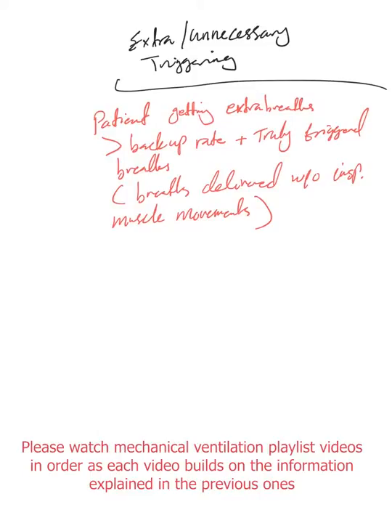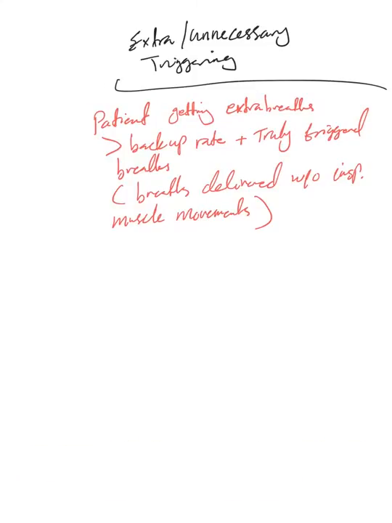Okay, now on the other hand, extra or unnecessary triggering happens when the patient is getting extra breaths, which means more than the backup rate and the truly triggered breaths. So the breaths are being delivered without any inspiratory muscle movement. You don't see the patient moving any inspiratory muscle. You don't see the patient taking a breath, but the ventilator is giving him one, and it's not a backup rate.